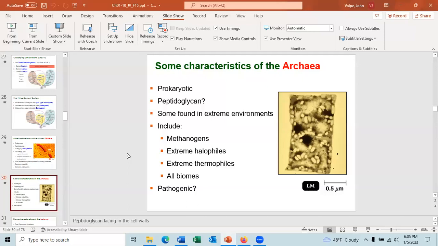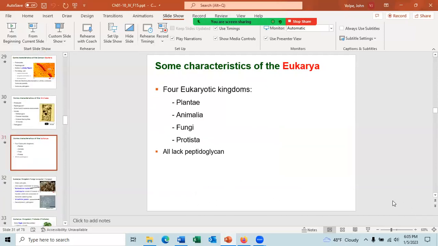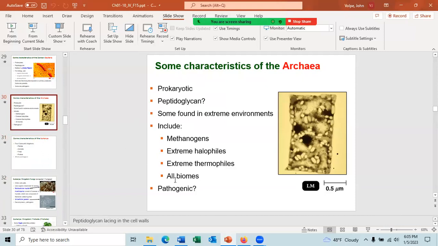All right, does anybody know, is any member of the archaea pathogenic? Does any archaea cause human disease? It's a yes or no question, people. You got at least a 50% chance of getting it right. No. Yes, meaning you are correct. That is, no members of the domain archaea are pathogenic to humans.